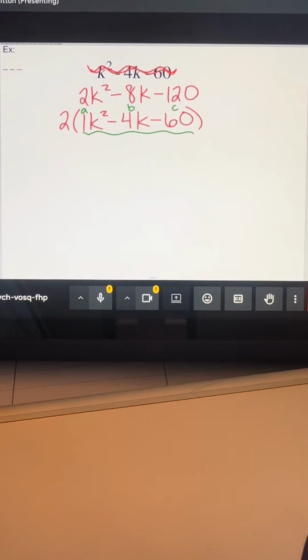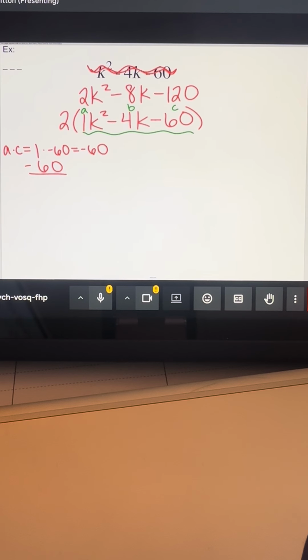So my second step was A times C. What do I get? Negative 60, because you would do 1 times negative 60, that gives you negative 60. So we're going to find the factors of negative 60. I will do this one for you, and every other problem on here, you're going to have to find the factors on your own, okay?